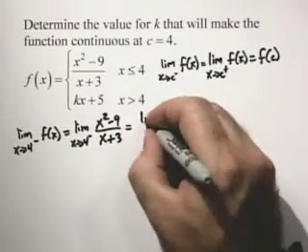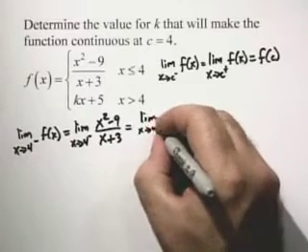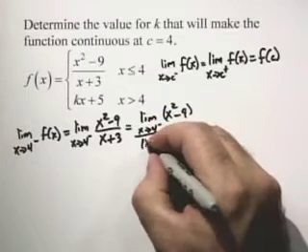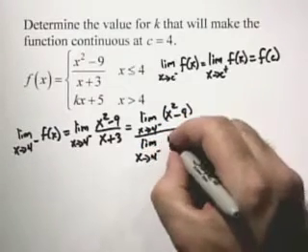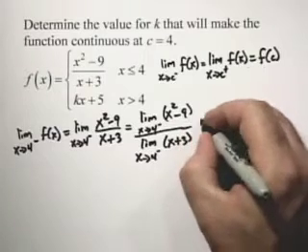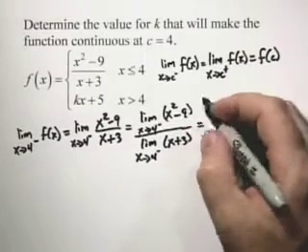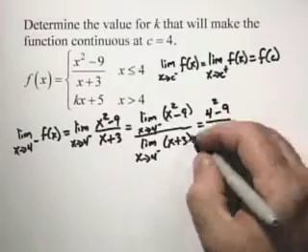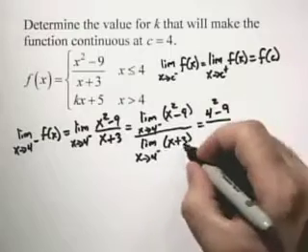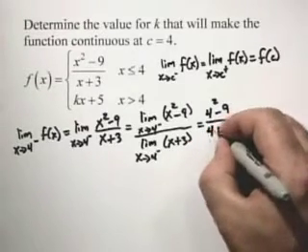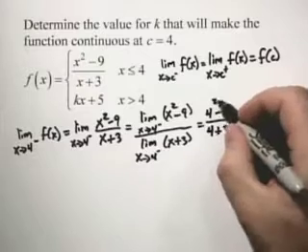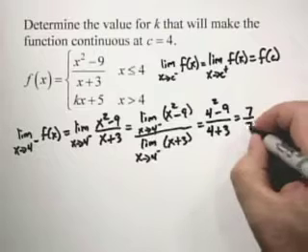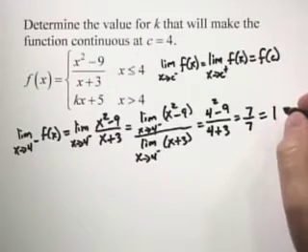Use our quotient rule. Write this as the limit as x approaches 4 from the left of x squared minus 9, divided by the limit as x approaches 4 from the left of x plus 3. In the numerator, we're taking the limit of a polynomial, so we plug in our value for c. We get 4 squared minus 9. And in the denominator, we again are taking the limit of a polynomial. We'll plug in our value for c, get 4 plus 3. So we'll have 16 minus 9, which is equal to 7, over 4 plus 3, which is 7, and 7 over 7 is equal to 1.